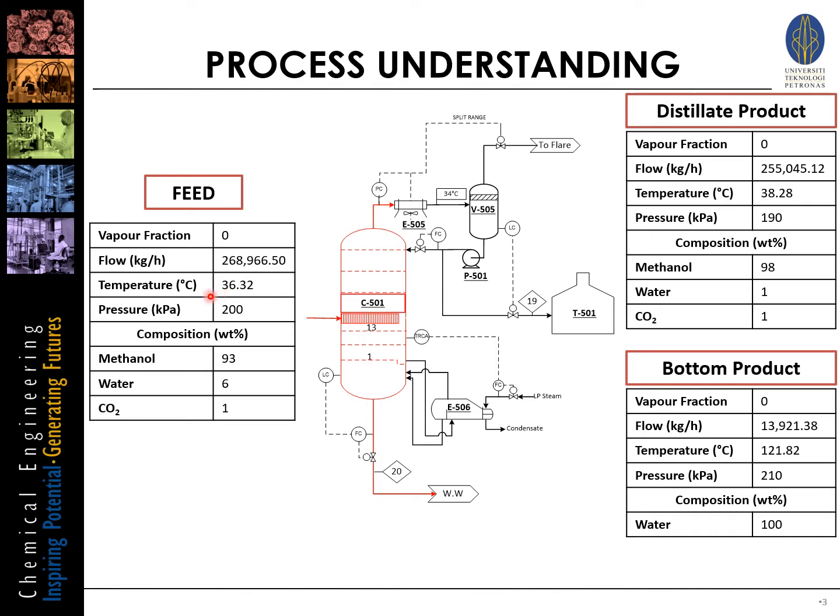The inlet feed flow will be around 268,000 kg per hour, with a composition of methanol 93 weight percent, water 6% and CO2 1%. The purpose of the distillation column is to purify the methanol by separating out the water. The bottom of this column mainly consists of water, and the overhead of the distillation column mainly consists of pure methanol with a purity of 98%, with water and CO2 at 1% each.